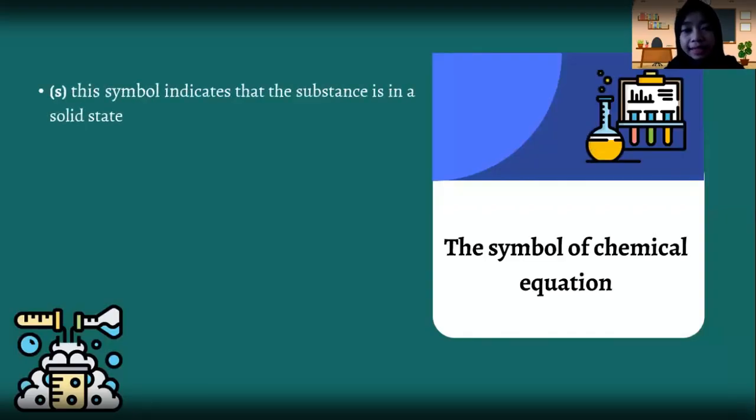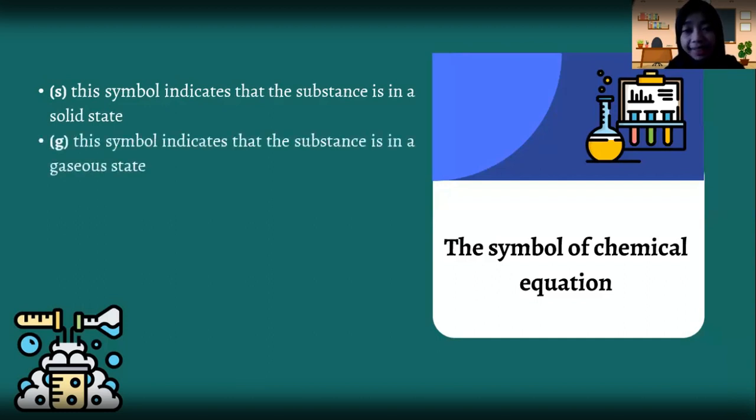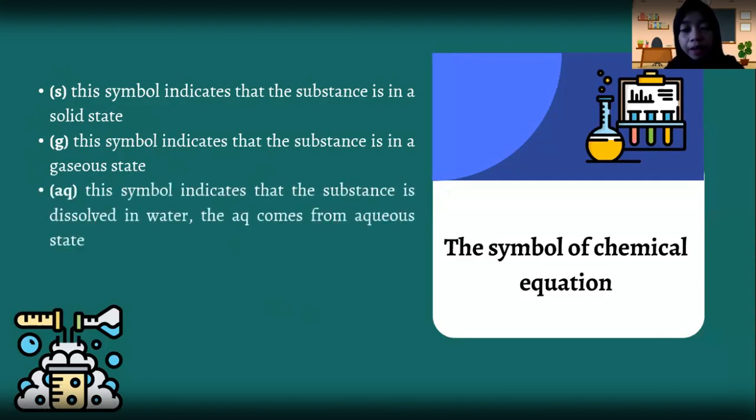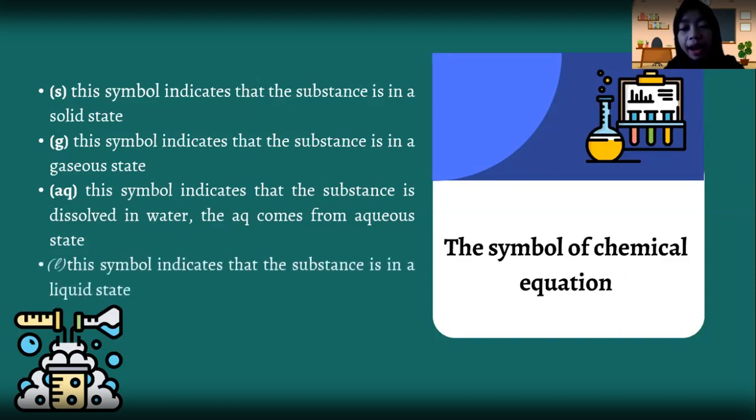And then another symbol is S. The symbol indicates that the substance is in solid state. And then G indicates the substance is in gaseous state. There are two alternative ways to express the solid state and gaseous state, as in the previous symbols, the arrow pointing down and the arrow pointing up. And then the AQ symbol indicates that the substance is dissolved in water. AQ comes from aqueous state. And the last one is the symbol L, which indicates that the substance is in liquid state.